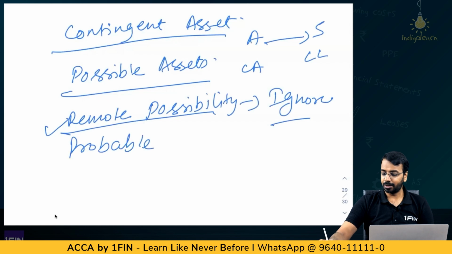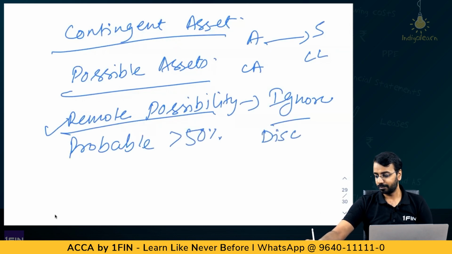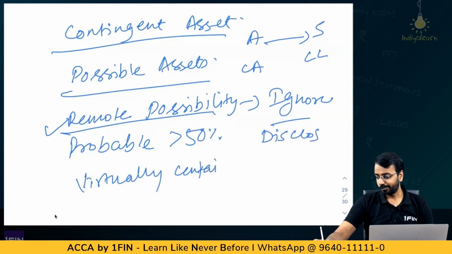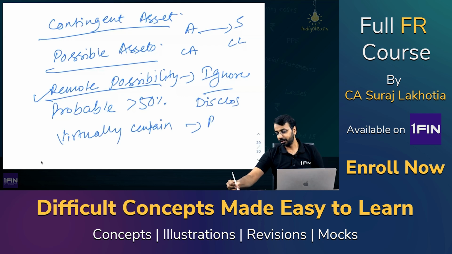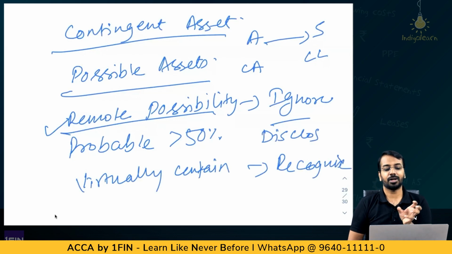Probable. Sir, we have a greater than 50% chance of winning. Disclose. Virtually certain means 90%, 95%, we believe we will win the case, then you will recognize. Okay. So, these are the three categories of contingent asset.